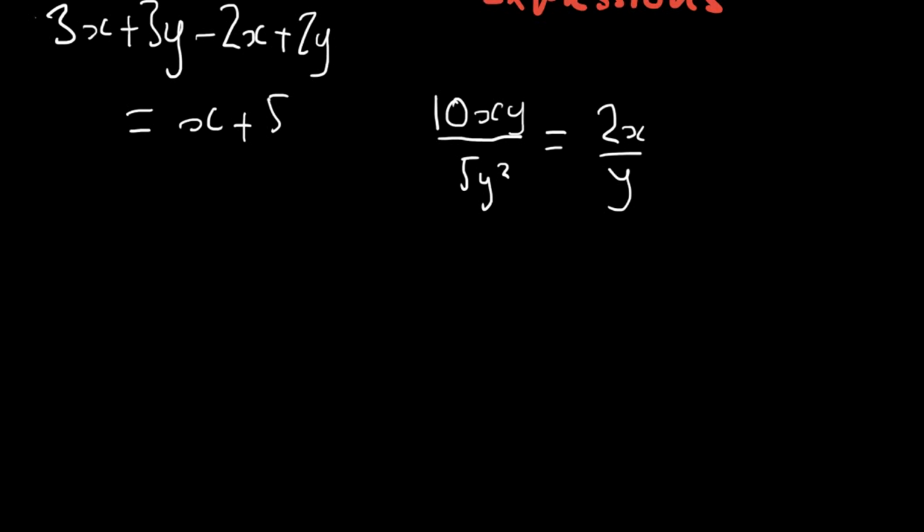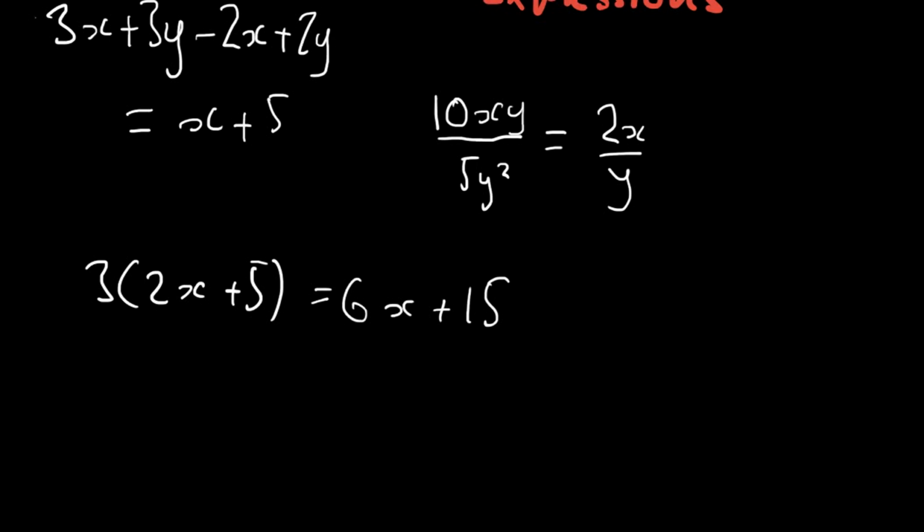Continuing on, we need to know how to multiply out our brackets properly. So if we have 3 times 2x plus 5, all we have to do is multiply each term by the outside value. So 3 multiplied by 2x would give you 6x, and 3 multiplied by 5 would give you positive 15.